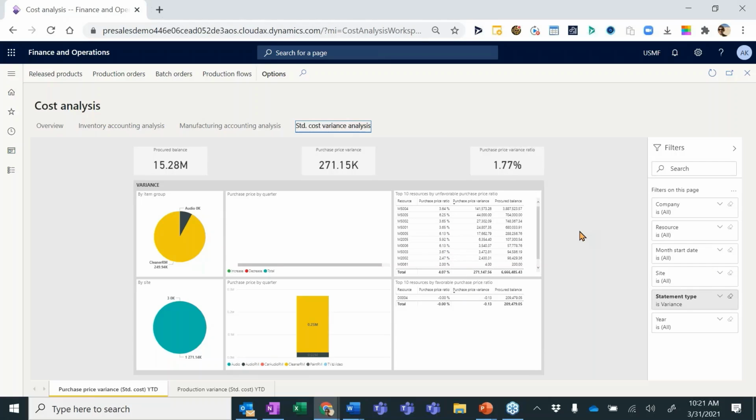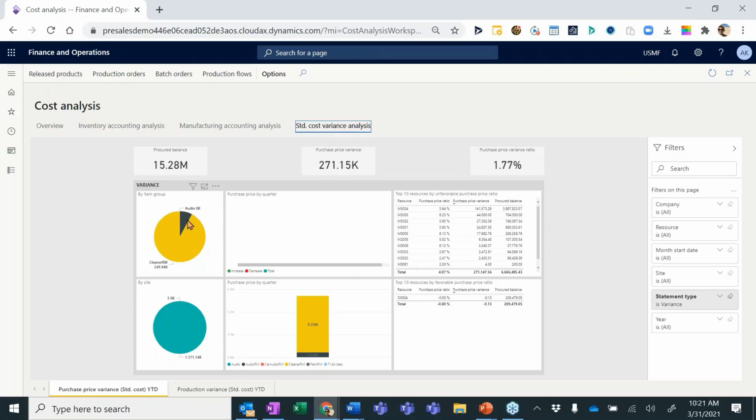Here I'm looking at purchase orders, and it's giving me my top 10 purchase orders where my standard cost versus my purchase price are out of whack. So a nice report to go and look at. My purchase price variance ratio. So overall, my variance from standard to purchase price is only 1.77%. So this is one of those little KPIs that's giving us a nice indicator that we're 271,000 over standard, but how much are we buying? 15.28 million.